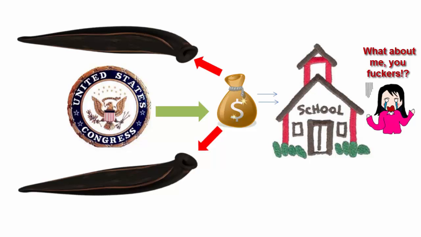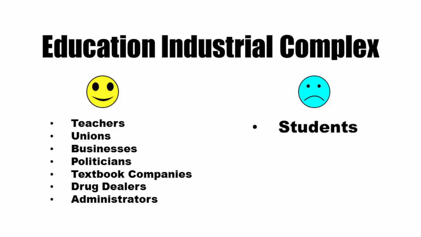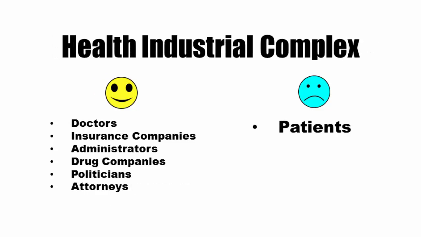What are some examples of industrial complexes? Let's look at a few. The educational industrial complex. Who benefits? Teachers' unions, textbook companies, drug dealers, teachers that otherwise couldn't find a job anywhere else, local politicians, and businesses who treat the educational system like a free farm team system. Who suffers? The students.